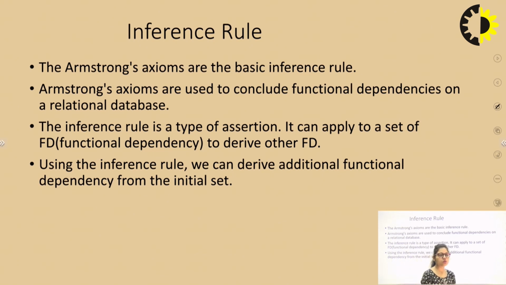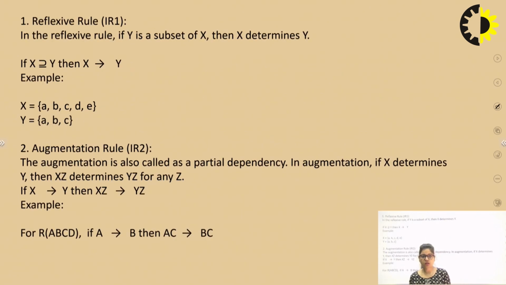The inference rule is a type of assertion. Basically, it can apply to a set of functional dependencies to derive other functional dependencies. With the help of inference rules or Armstrong's axioms, we apply these on functional dependencies and derive other functional dependencies. Using these inference rules, we can derive additional functional dependencies from their initial state. Now, what are the other inference rules? The first one is the reflexive inference rule.